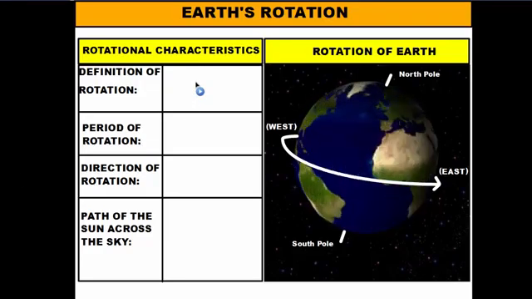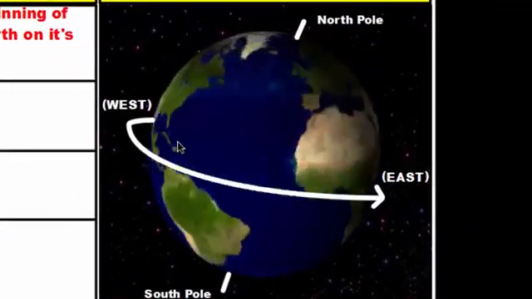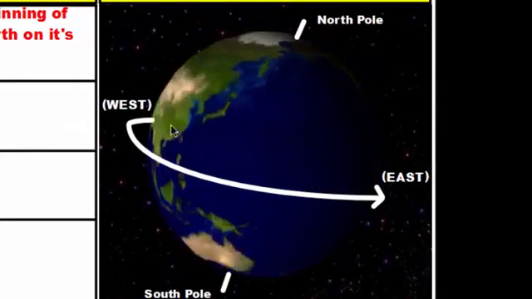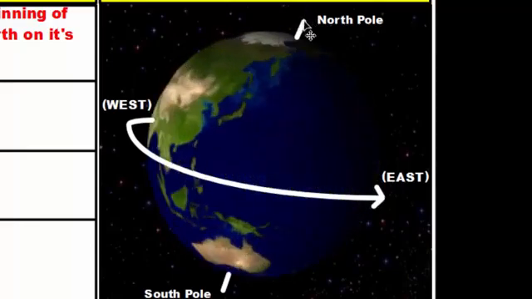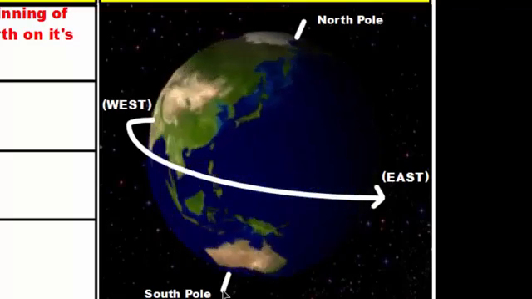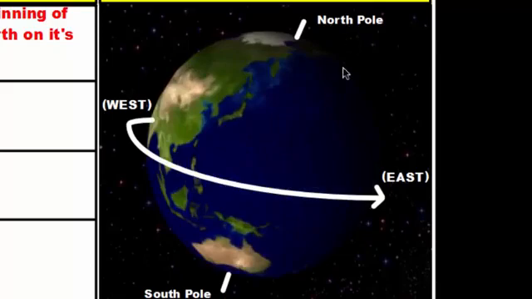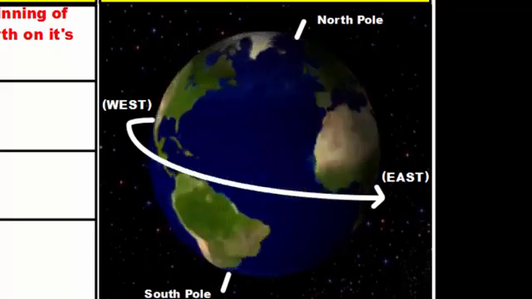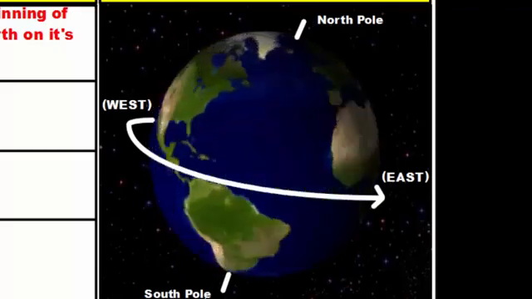Now, Earth's rotation is defined simply as the spinning of the Earth on its axis. So you can see the rotation of the Earth right here. All you see is the Earth just spinning in place around this imaginary line that runs through the middle of the Earth at a 23.5-degree angle called its axis. And usually we identify the top of the axis with the North Pole and the bottom of the axis with the South Pole.